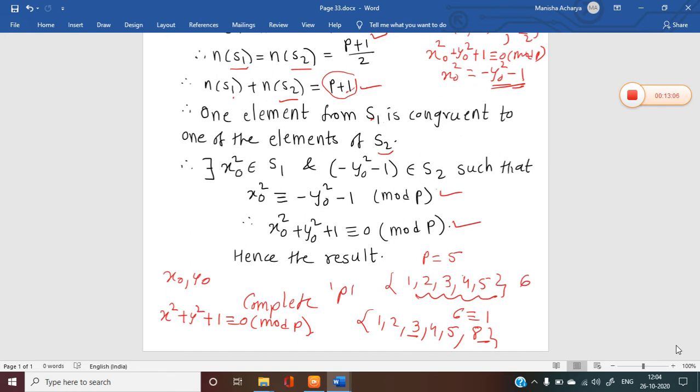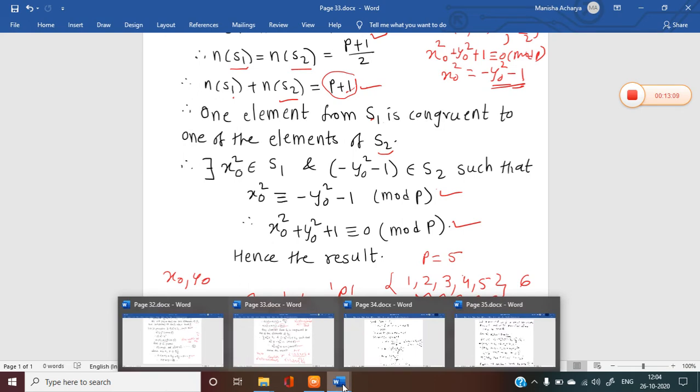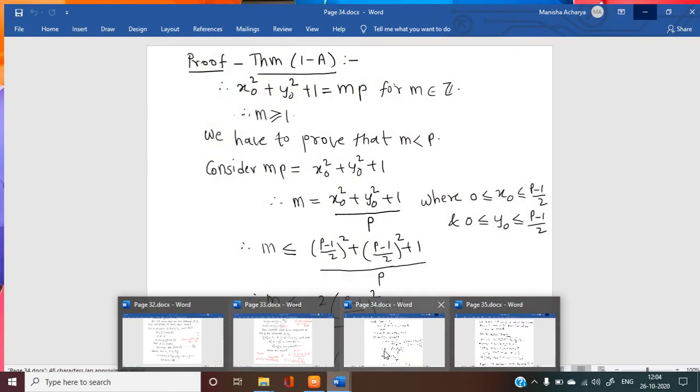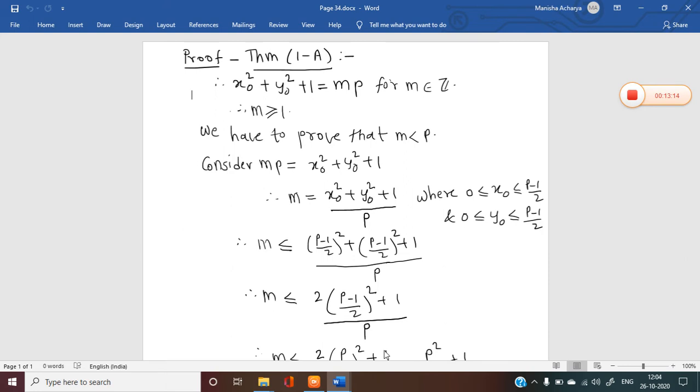Now to write the proof of theorem 1a, we have to consider this part. That means we have to consider that x0 square plus y0 square plus 1 is congruent to 0 modulo P. Where did we get this from? We got this from theorem 1. Okay, so I keep telling you that if you are asked to write down the proof of theorem 1a, then first you will have to get this equation, and once you get this equation then you can write down the proof of theorem 1a.